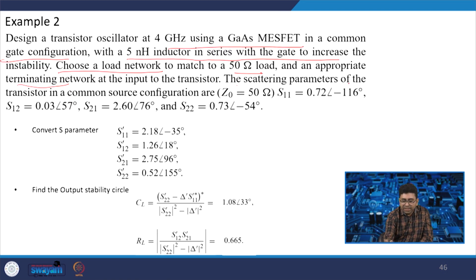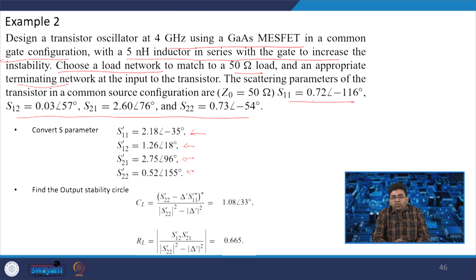The scattering parameters of the transistor in a common source configuration are Z0 50 ohm, S11 is this, S12 is this, S21, and this is the S parameter. And when you use the inductor and a common gate configuration, that will be converted to the S parameters, where S11 is this. So now S11 is changed from this to this, S12 is this, S21 and S22.